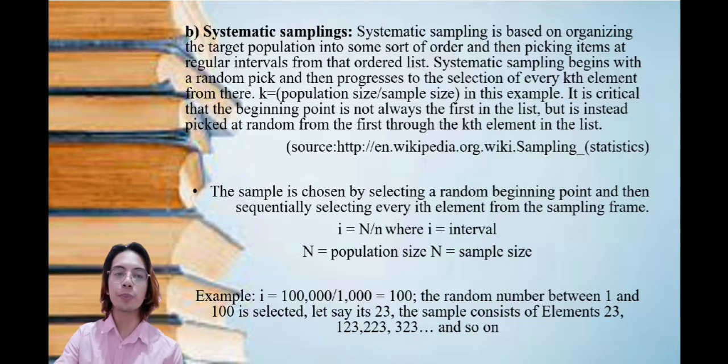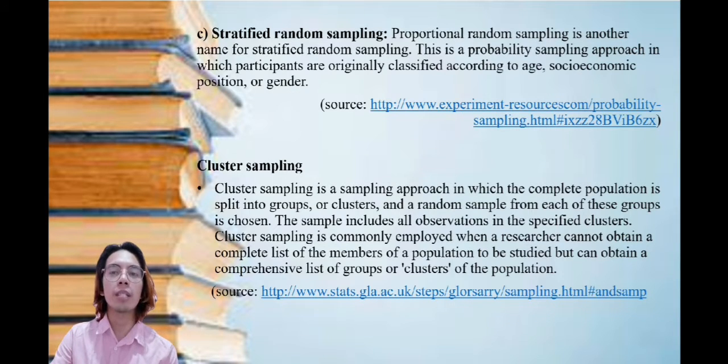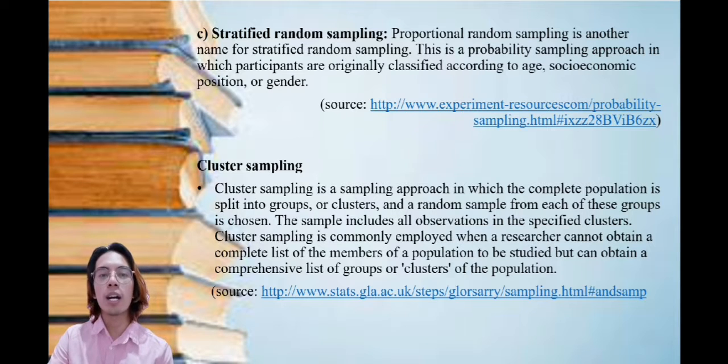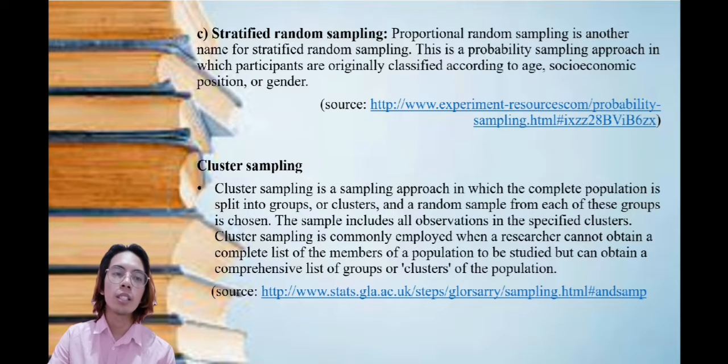Then next is stratified random sampling. Proportional random sampling is another name for stratified random sampling. This is a probability sampling approach in which participants are originally grouped by characteristics such as socioeconomic position or gender. A two-step approach is used to divide the population into subpopulations or strata, with each component chosen at random from each stratum.